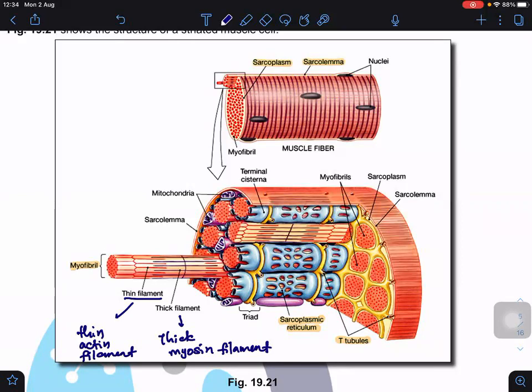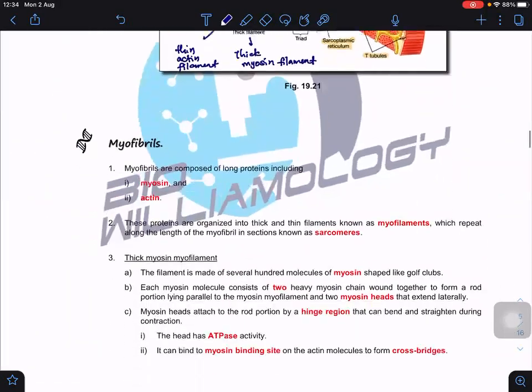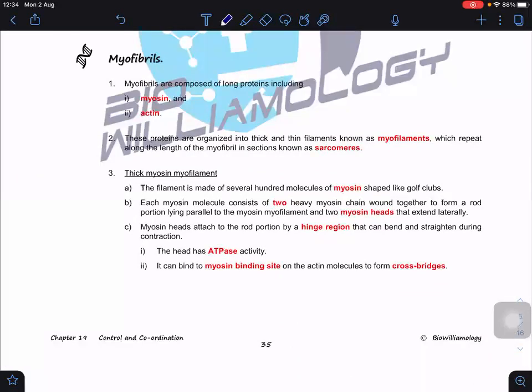Okay, so let us zoom into this myofiber now. The myofiber is composed of long fibrous proteins known as myosin and actin. These proteins are organized into thick and thin filaments known as myofilaments, and they are arranged in sections known as sarcomeres. So let's look at the thick filaments first. These thick filaments consist of several hundred molecules of myosin shaped like golf clubs. Okay, so the shape is something like this.